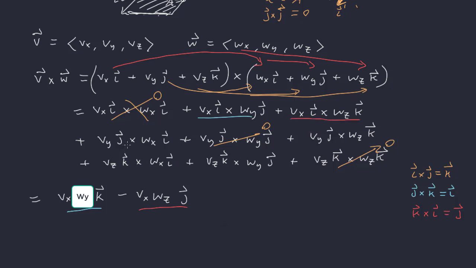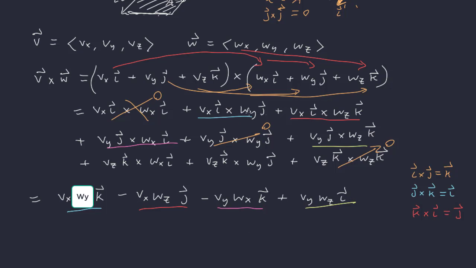Okay, so that would be this piece. Then next I have J cross I. Well, J cross I, that should be negative K. So you'll get negative Vy Wx times K. So that will be this piece taken care of. Then that disappeared, so now I have Vy J cross Wz K. J cross K is I, so this will become plus Vy Wz I. So there we go, there's that piece.